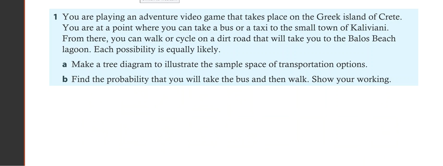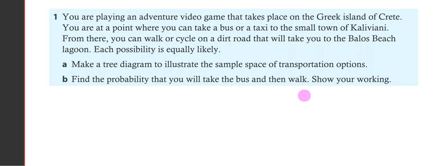Right, let's have a look. You are playing an adventure video game. It takes place on the Greek island of Crete. You're at a point where you can take a bus or a taxi to a small town of Calabriani. From there you can walk or cycle. Okay. Now it says each possibility is equally likely.